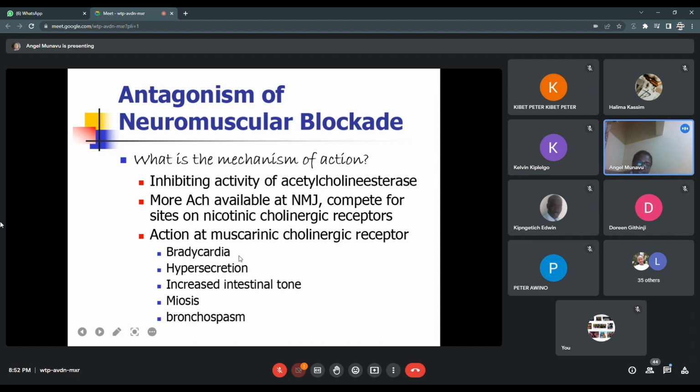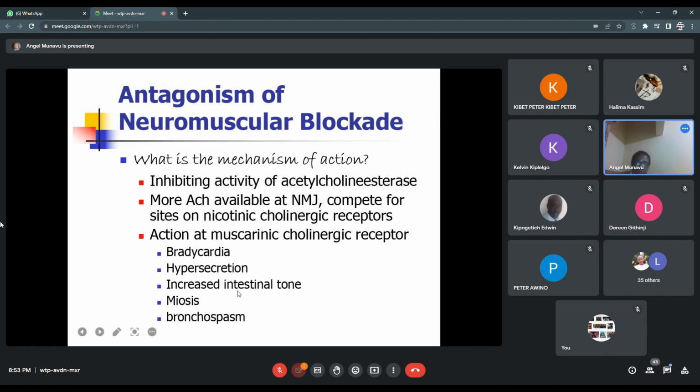If you look at these side effects, they are the opposite of what atropine does. We know atropine increases the heart rate, it dries secretions, it reduces the intestinal tone, and it dilates the pupils. And I'm sure if you've worked in medical wards or even in casualty, and you've seen patients who come with organophosphate poisoning, they normally have these side effects.